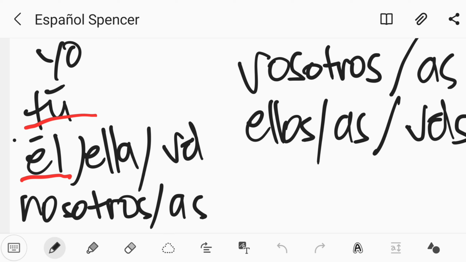Ustedes is also a group of people, but it is mainly used in Latin America, and vosotros mainly in Spain. That's the difference between the formal and informal plural personal pronouns in Spanish.